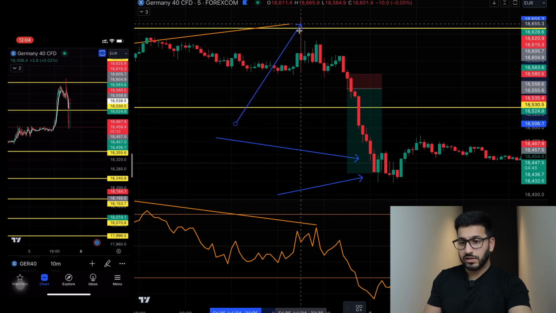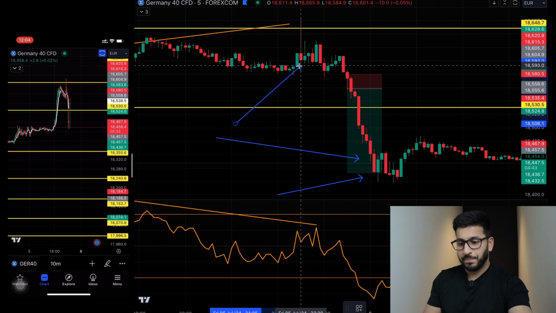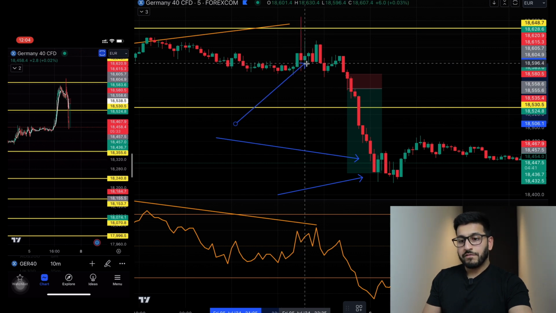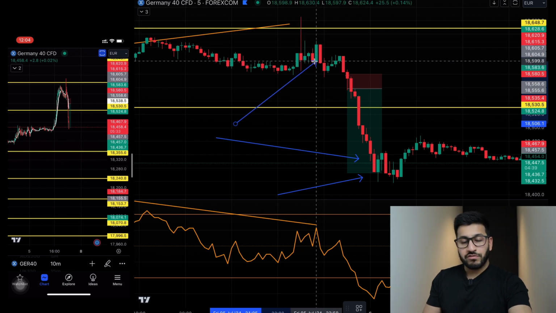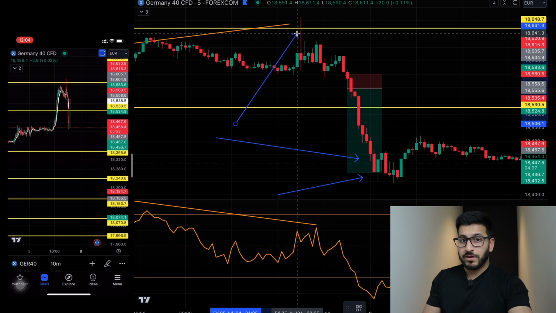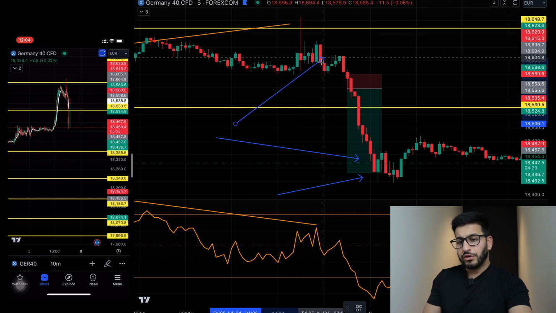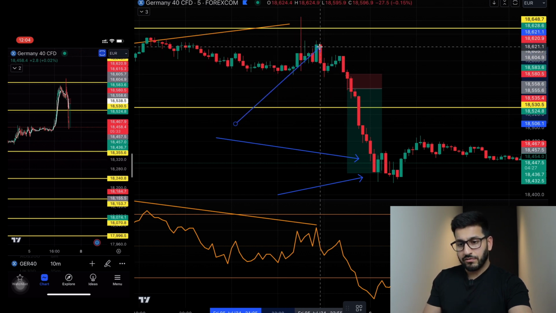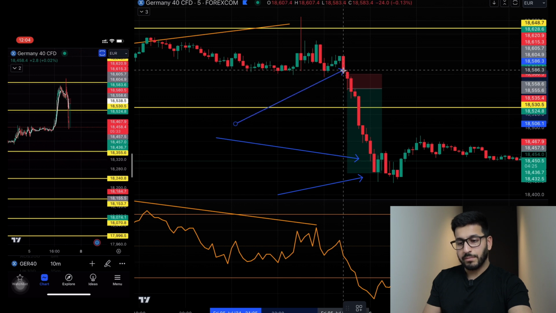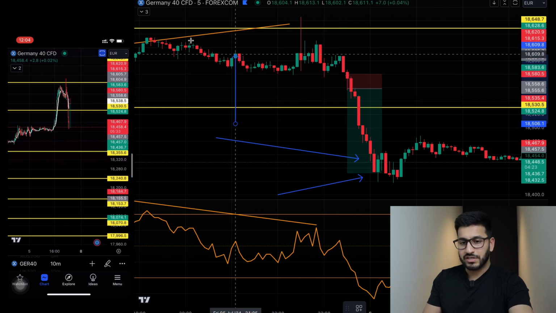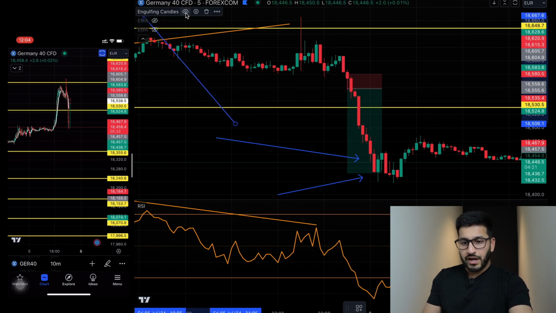But you can see that once you've got that big rejection, we're waiting for some kind of nice entry point, because on a higher time frame, we're thinking the price is going to reject. We're just looking for confirmation and an entry point. Now you can use any of these big red candles to enter, but I waited a little bit just because I wanted a nice entry point.